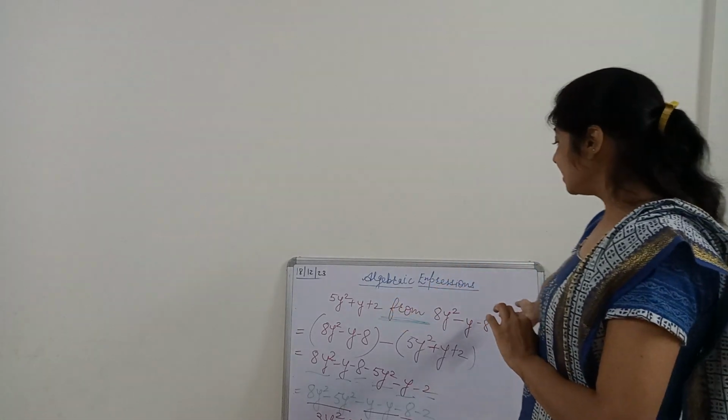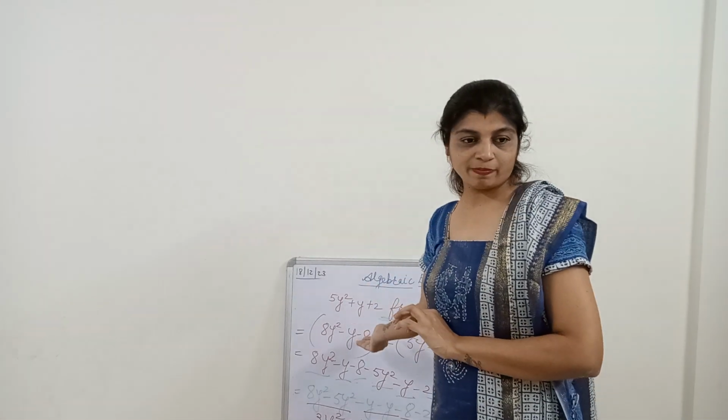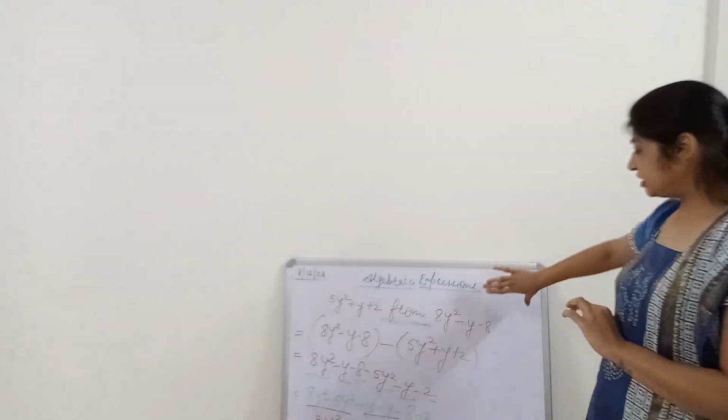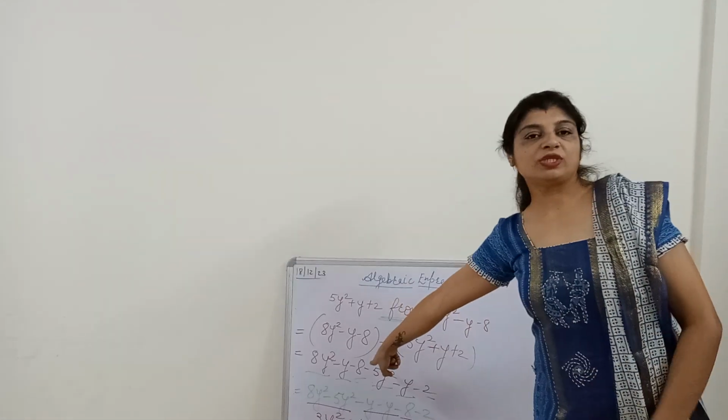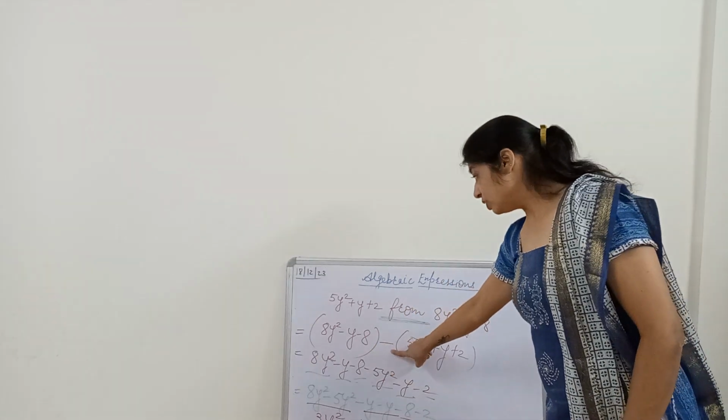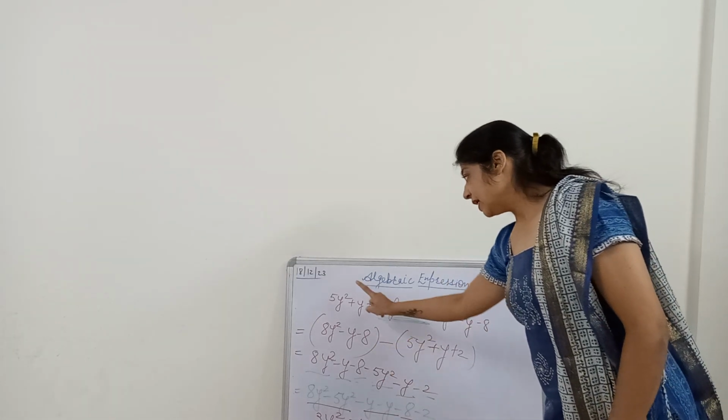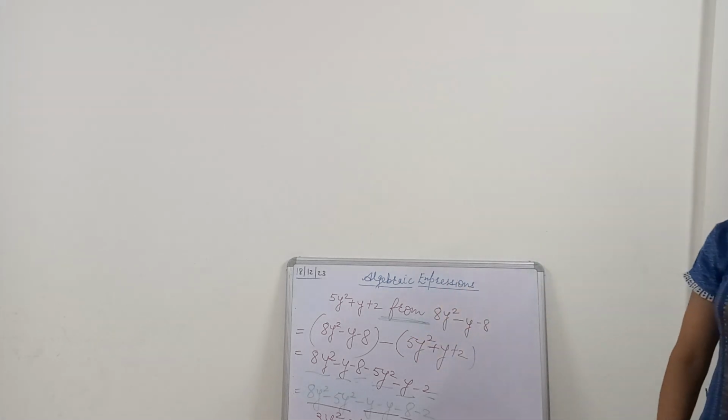And here our quantities are expressions. So after the word from, which expression do I have? This one, 8y square minus y minus 8. That's why I wrote it very first. Then as I want to subtract, I wrote minus. And then this first expression I have written.